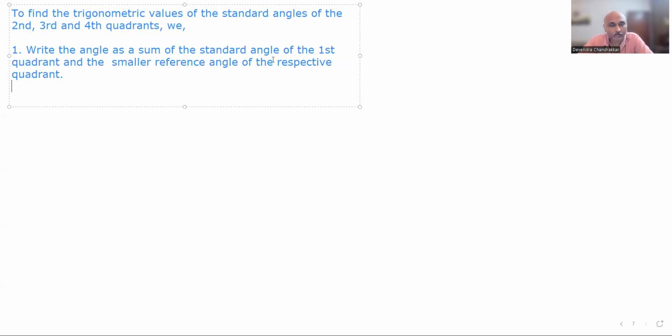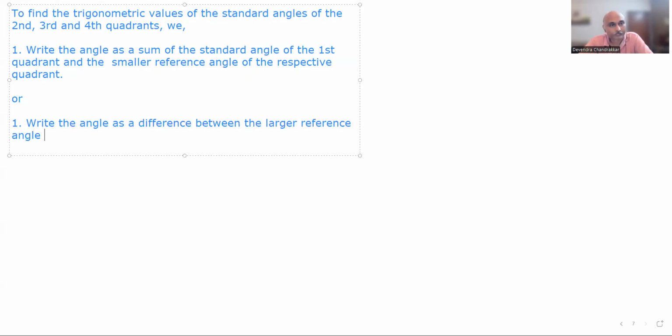Or we can also write it, it's the first step only: write the angle as a difference between the larger reference angle and the standard angle of the first quadrant. First quadrant. ठीक है? This is the first step. All of you have to perform these steps.